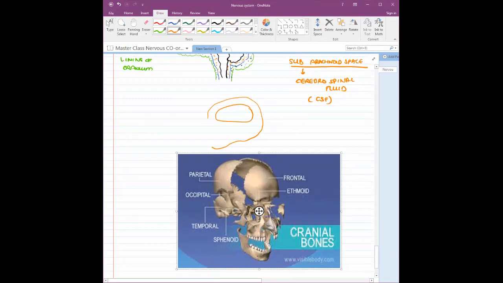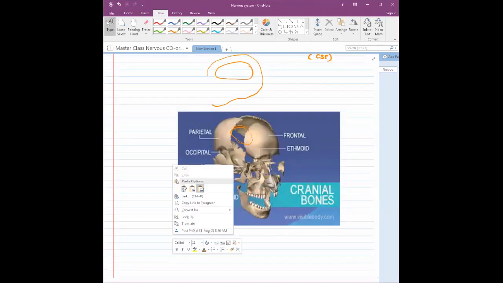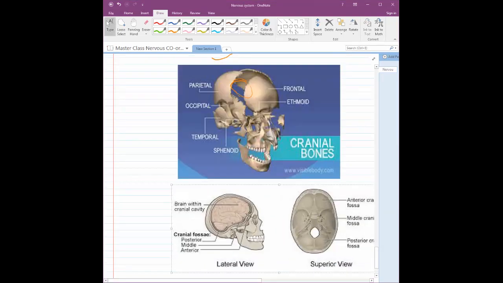The parietal bone, the frontal bone, the ethmoid bone, temporal, sphenoid, all of them are going to form a cavity on the inside, and that cavity is going to be a box-like structure. That box-like structure is going to be your cranium. Let me show you another one. If you cut it open, you are going to see this entire box-like thing which is being formed, where the brain is going to be present. This is your cranium.